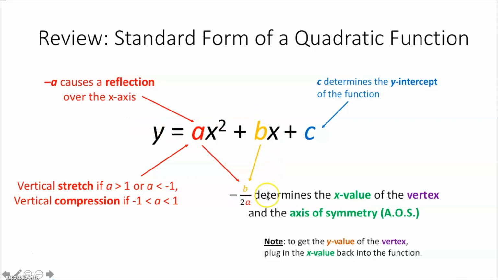Now, when we're talking about -b over 2a, remember that determines the x value of your vertex as well as your axis of symmetry. If you want to find the x value of your vertex because you're creating your t-table, which we're going to do in a little bit, you use the equation x equals -b over 2a. That'll also give you your axis of symmetry. And if you want the y value of your vertex, you just take that x value that you find with -b over 2a and plug it back into the function. Then c, last but not least, determines the y-intercept of your given function.